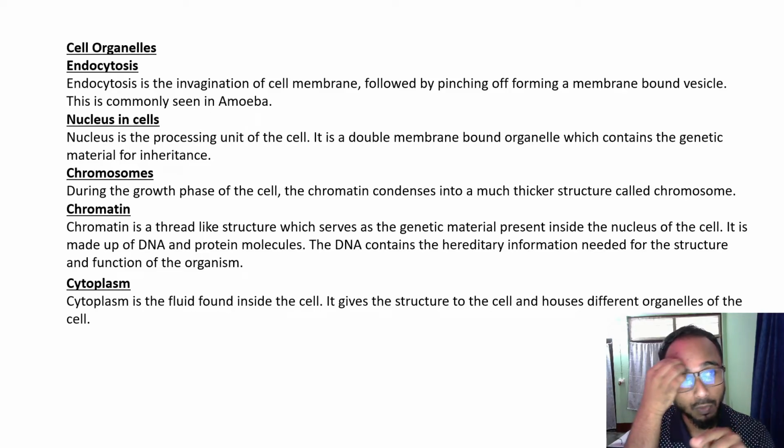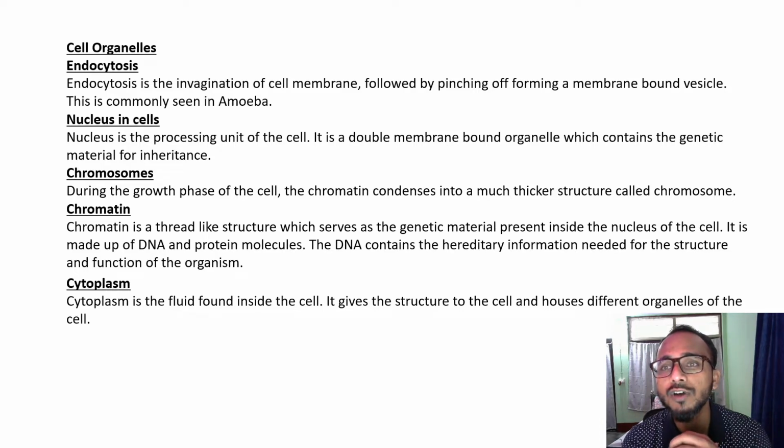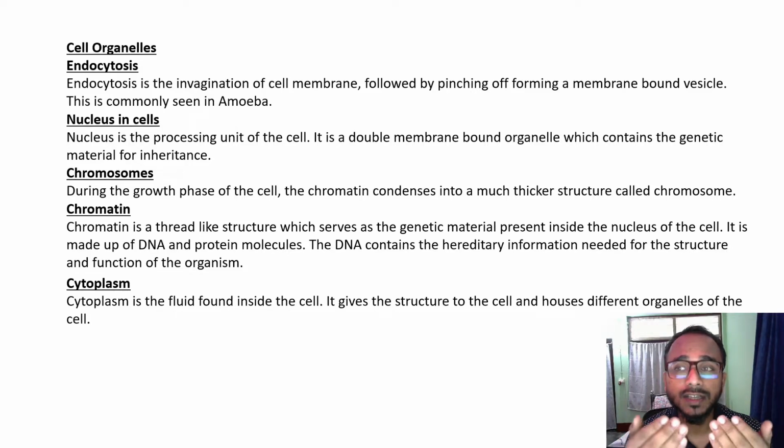Now, for example, number one, endocytosis. What is endocytosis? Endocytosis is the invagination of the cell membrane followed by pinching off, forming a membrane-bound vesicle. This is commonly seen in amoeba. Amoeba is a microscopic organism in which endocytosis of the cell membrane helps in forming a membrane-bound vesicle. Vesicle means a small tiny vessel-like thing. So endocytosis helps in forming those.